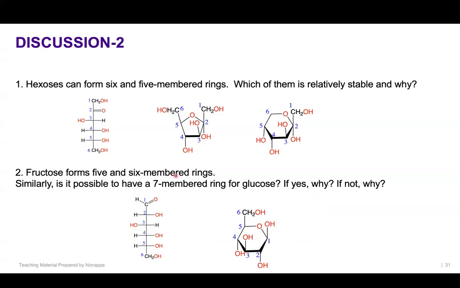Then fructose forms 5 and 6-membered ring. That means, why does glucose not form a 7-membered ring? Because in fructose we saw the primary hydroxyl can attack and form a 6-membered ring. Is it possible? If yes, why? Or it is not possible? If not, why? Please come up with your answers and see you in the next class.